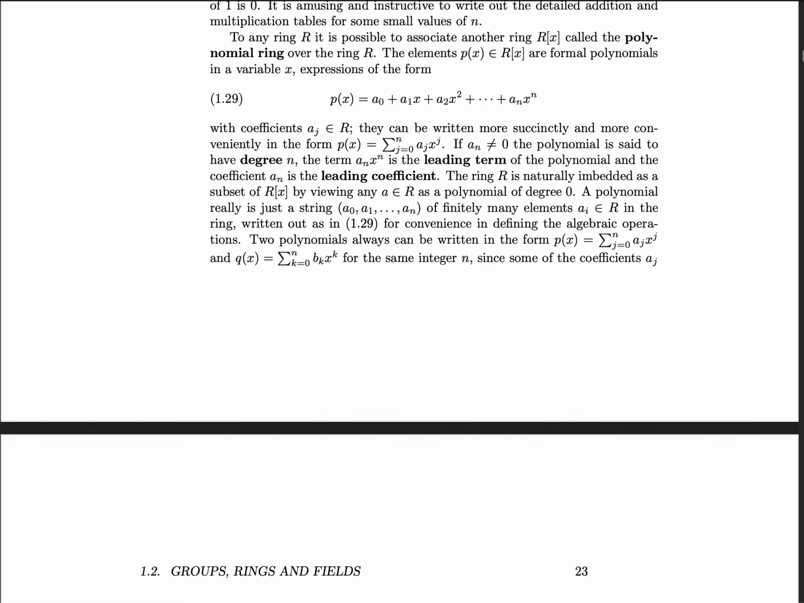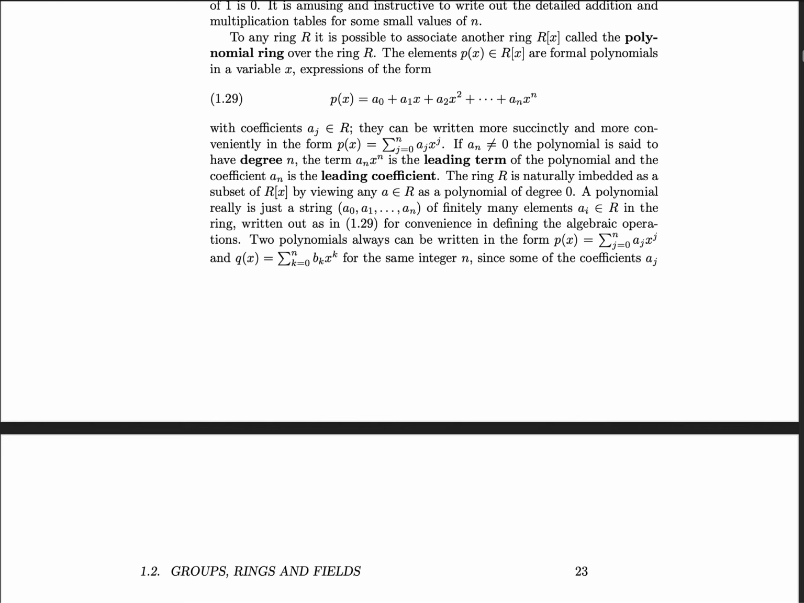These can be written more succinctly as p(x) is the sum from 0 to n of a_j x^j, and if a_n is not equal to 0, the polynomial is said to have degree n, where the term a_n x^n is the leading term of the polynomial, and the coefficient is called the leading coefficient.